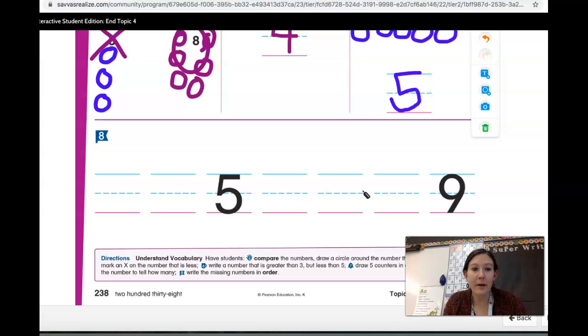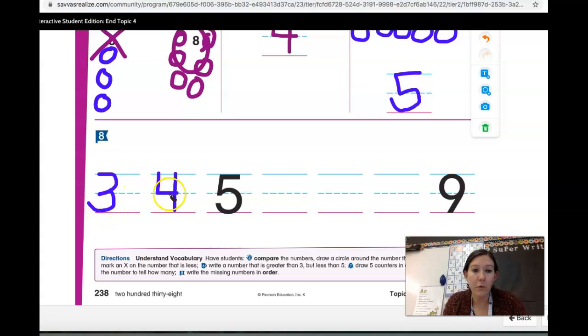All right, let's look at number 8, flag. I want you to write the missing numbers in order. Look at this. They already have the 5 and the 9 there. We're going to have to write the number that comes before 5. What's the number that comes before 5 that's going to go right here? It's the number 4. And then what's the number that comes before 4? 3.